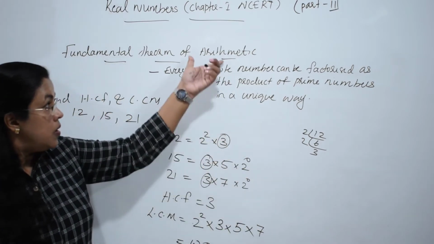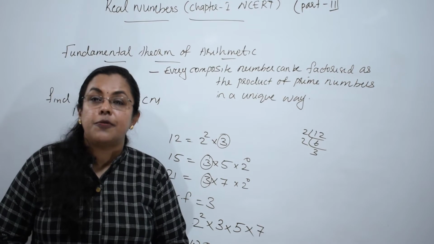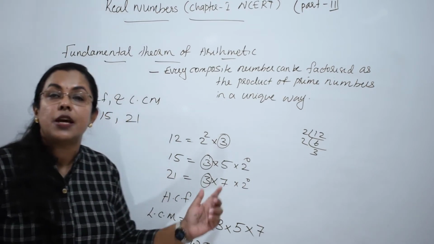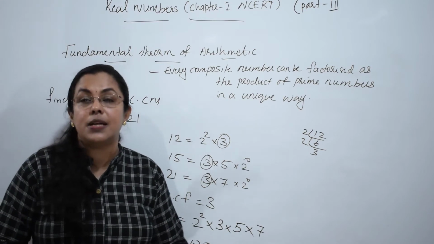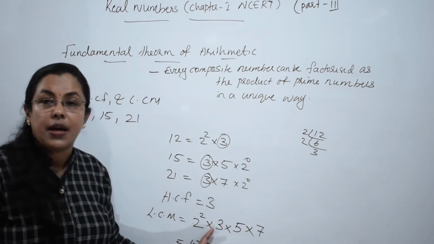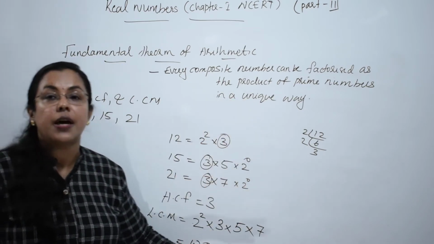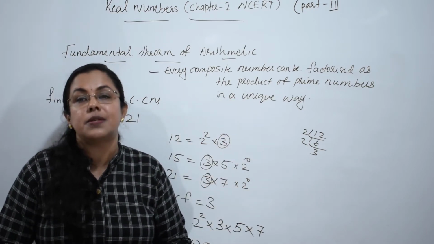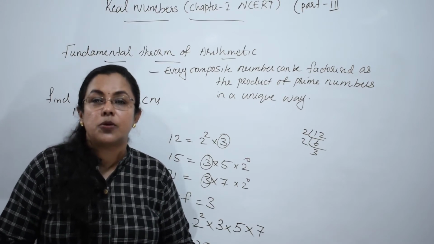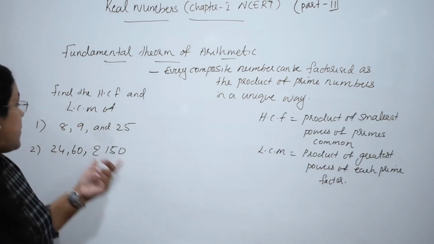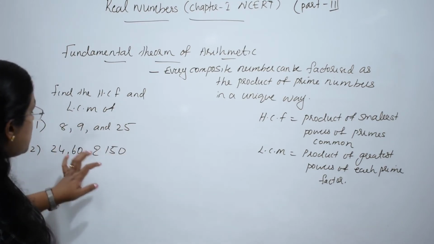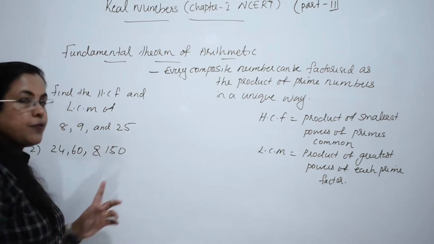So, what is the main use of the fundamental theorem of arithmetic? We can use it to find the HCF and LCM of a list of numbers. What is common in all gives the HCF, and the product of highest powers of primes gives their LCM. Okay, let us practice some more questions. Find the HCF and LCM of 8, 9, 25; second, 24, 60 and 150.